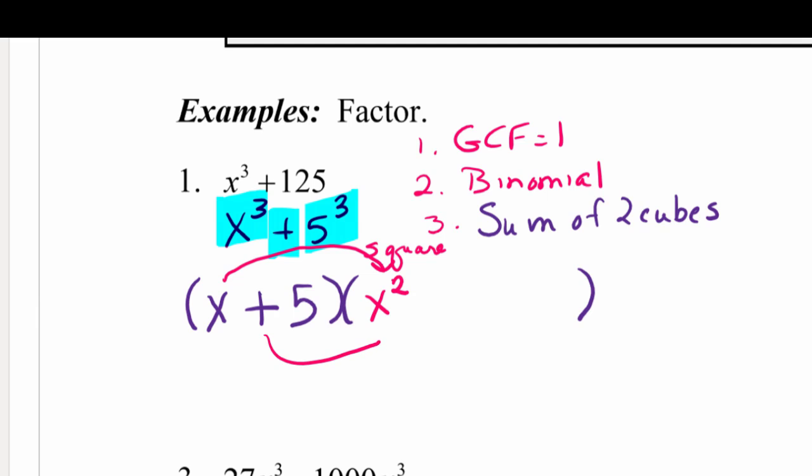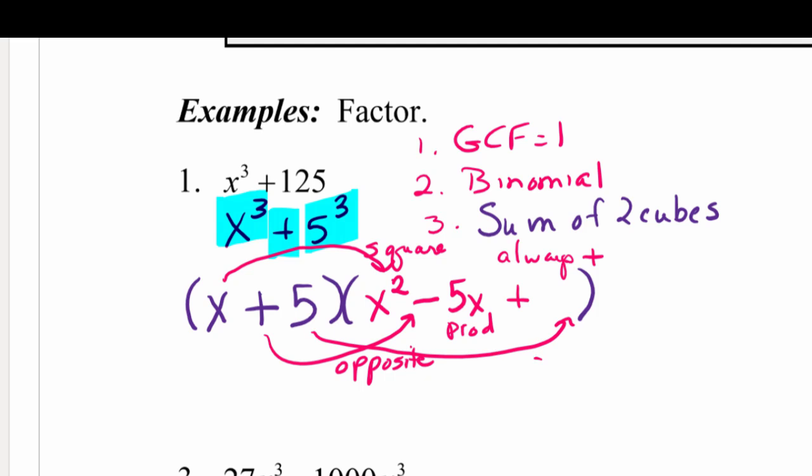The middle sign here that comes next, these are going to be opposites. The trinomial, that second term, has the opposite sign of what the sign of the binomial has. So in this case, that's going to be a minus. The middle term here is going to be the product of the two terms in the binomial. So multiply the 5 and the x. So we put 5x. So this is a product. This next sign in the trinomial is always plus. Always plus. And then our last term in the trinomial is the 5 squared.